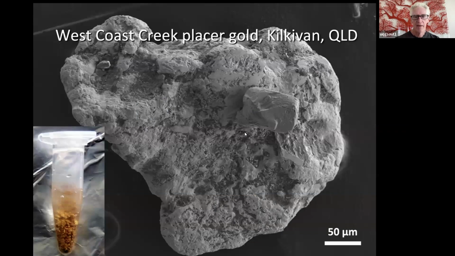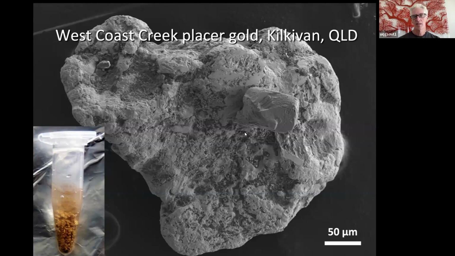Last topic of the day is gold. Everyone should know how to grow a gold nugget at the end of this section. So this is a gold grain. It's from West Coast Creek. It's placer gold, so it's the stuff that you can find by panning near Kilkivan, Queensland. And you have a little Eppendorf tube there on the left with, I don't know, probably 50 or 60 gold grains that we recovered from this environment. We're not quite to the scale of bacteria yet, but we're getting there.